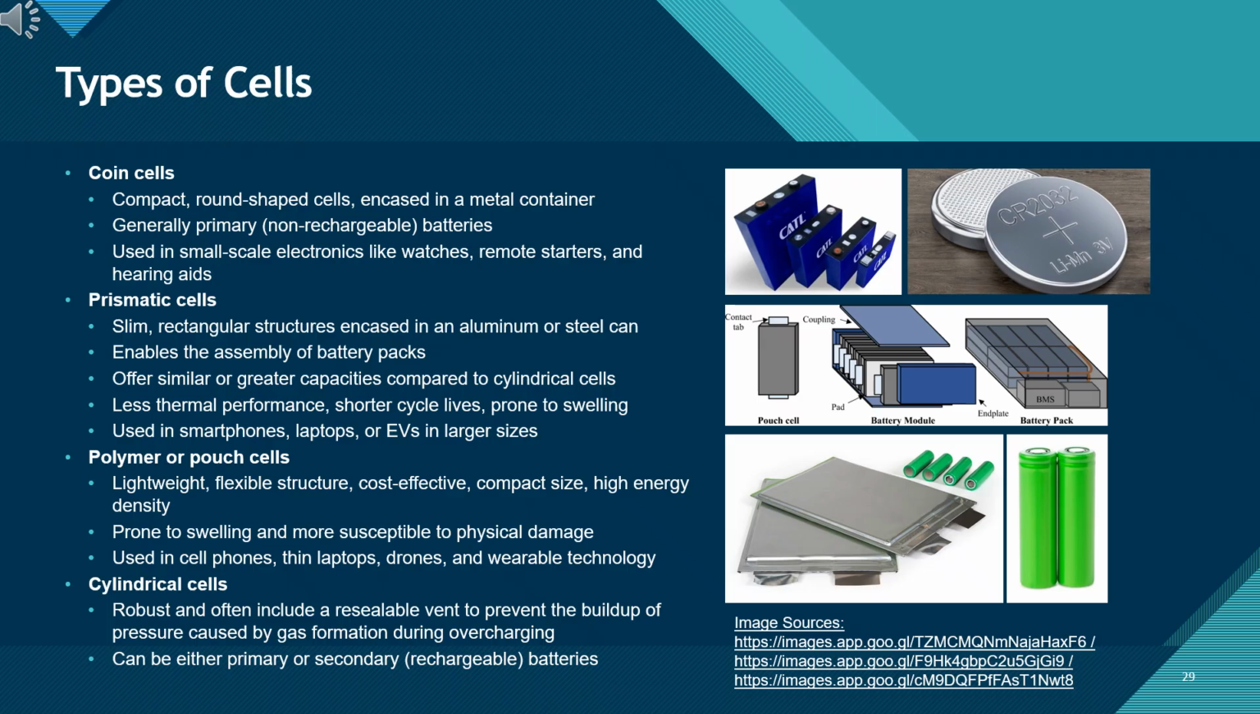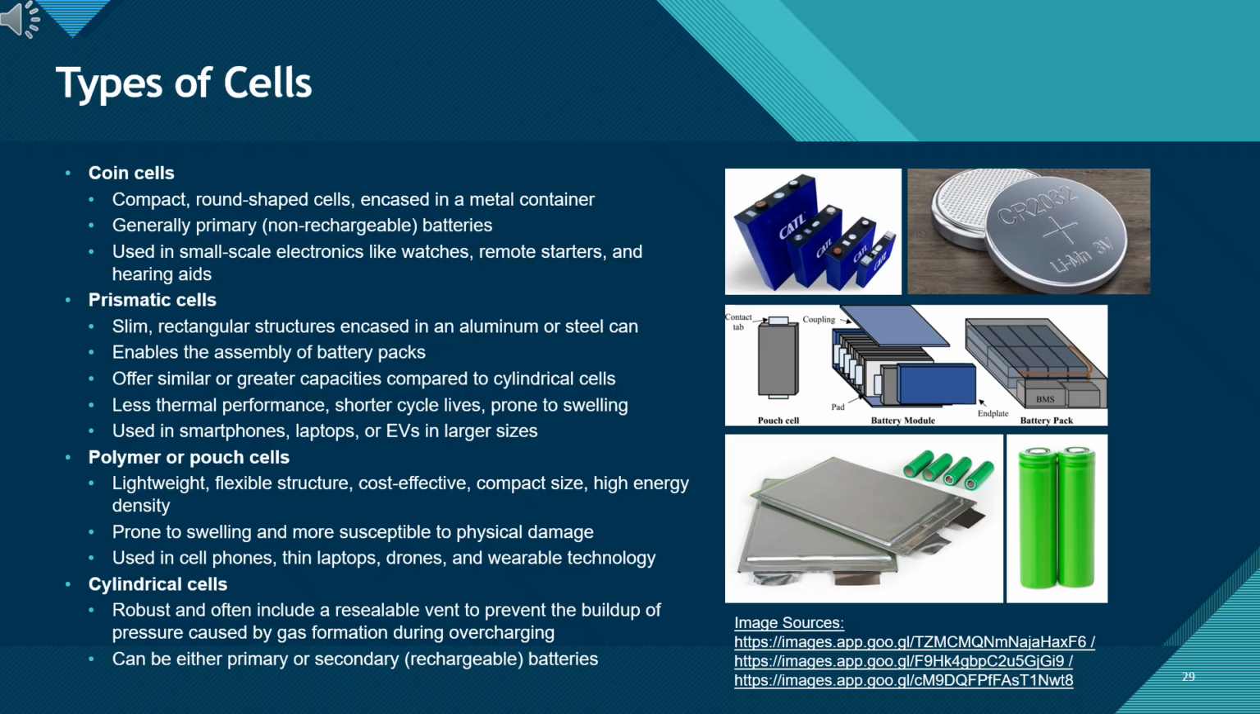3. Prismatic cells. These are the rectangular metal cans shown in the middle. Because they are flat, they stack together very efficiently, like books on a shelf, making them excellent for large EV battery packs. However, a key challenge with these is their tendency to swell over time.